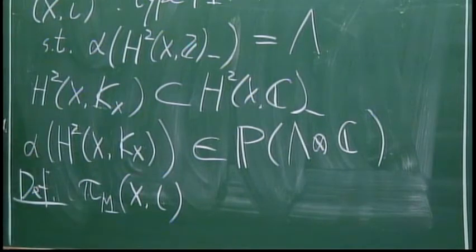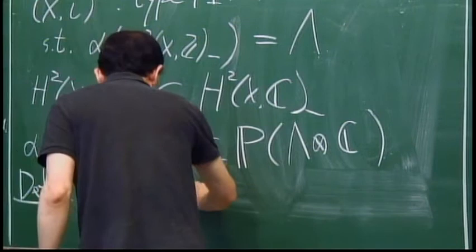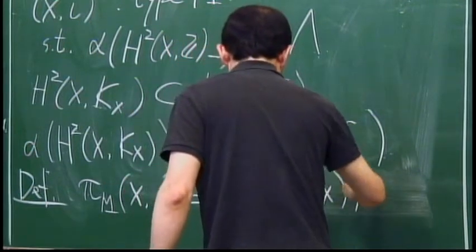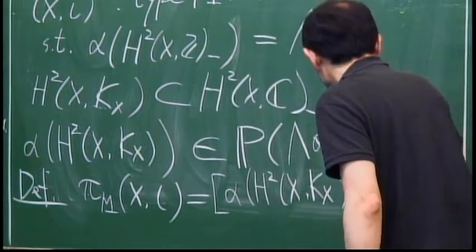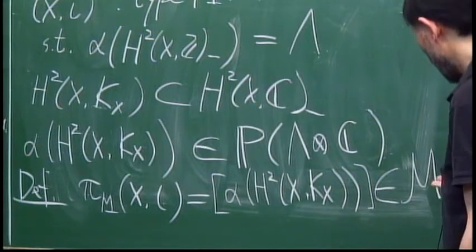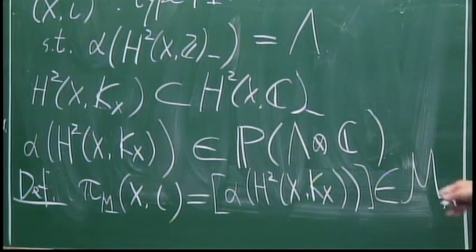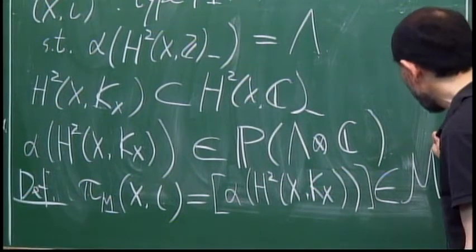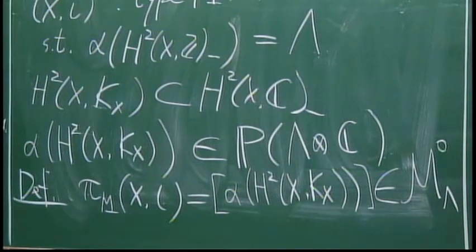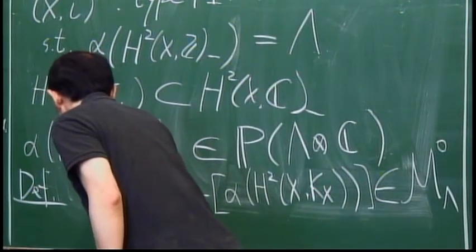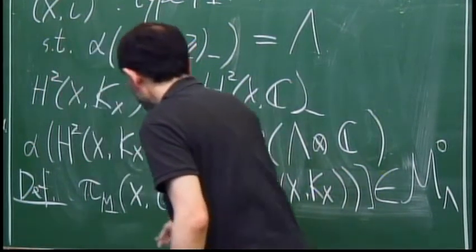So, if I consider the corresponding point, this big bracket means that I take the O lambda orbit of this point. Then we get a point of this orthogonal modular variety, and in fact we can prove that this point omits the discriminant divisor. So this point is called a period of the pair x iota.